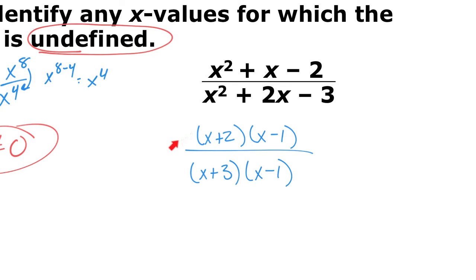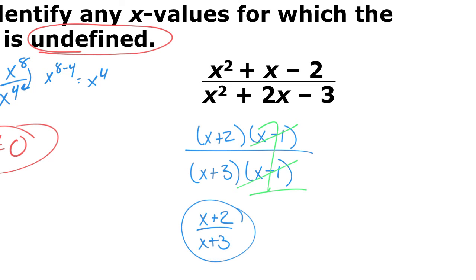When I factor both the numerator and the denominator, this is what I end up with. And I can simplify and get rid of that x minus 1 because x minus 1 divided by x minus 1 is just the same thing as 1. And so what I'm left with is x plus 2 over x plus 3.